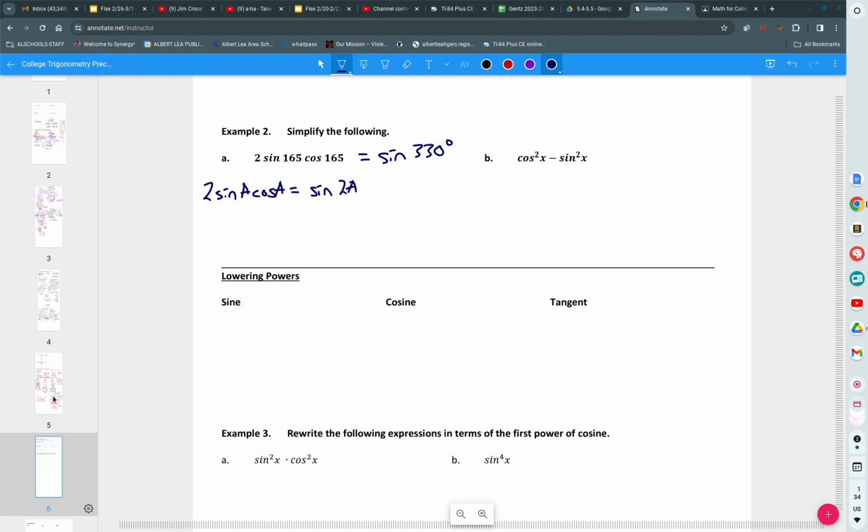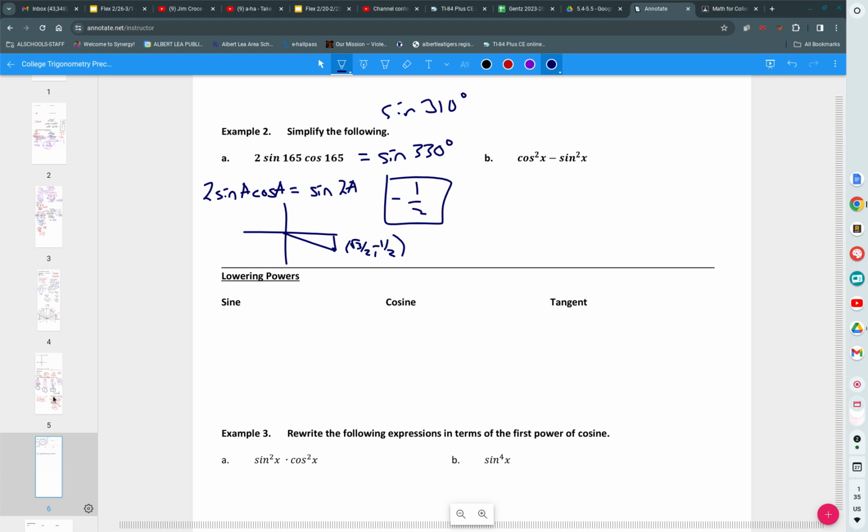The coordinate for 330 is root of 3 over 2 and negative 1/2. Sine is the y value, so this is negative 1/2. So this expression simplifies to negative 1/2. Sometimes it simplifies to nice numbers, sometimes it doesn't. For example, if you had sine of, say, 310 degrees, that doesn't come out to anything special, so you just leave the sine of 310.